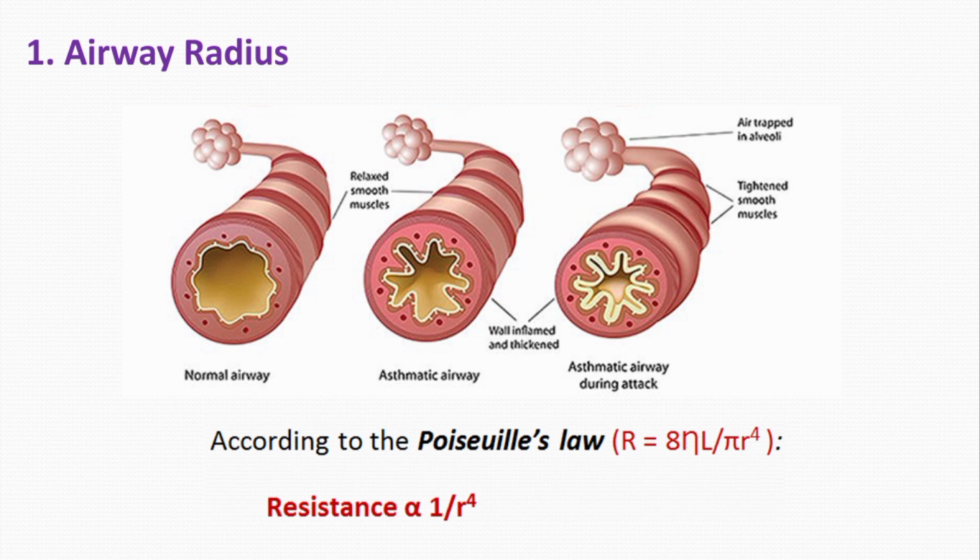Just to give you an example, if the radius of a bronchiole is half of the normal, then its resistance to air will not become double or triple or 4 times, it will become 16 times according to this equation. So radius has got so much importance in determining the resistance to the airflow.